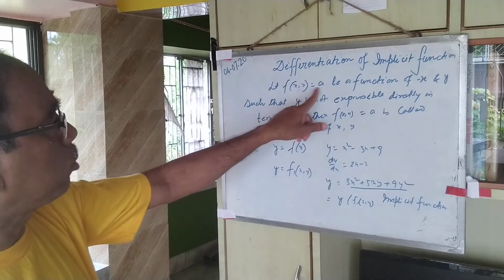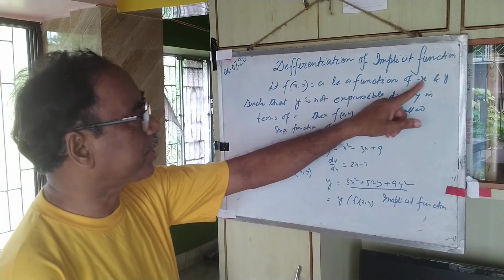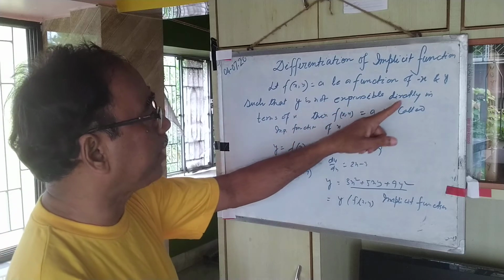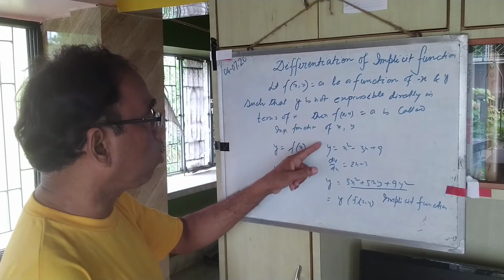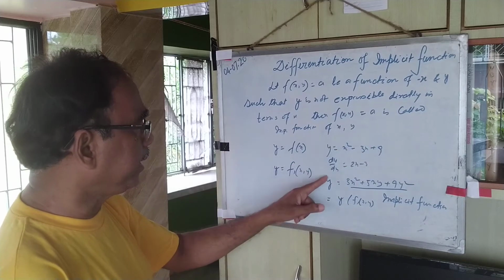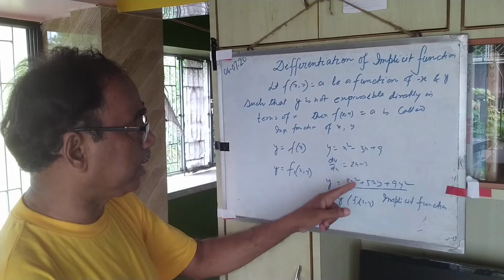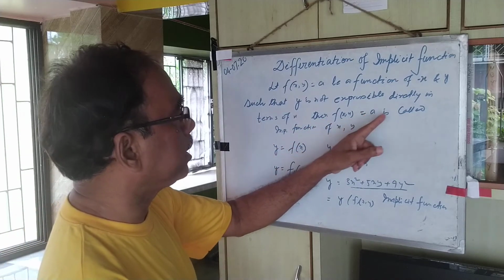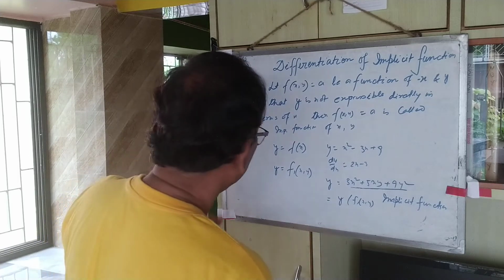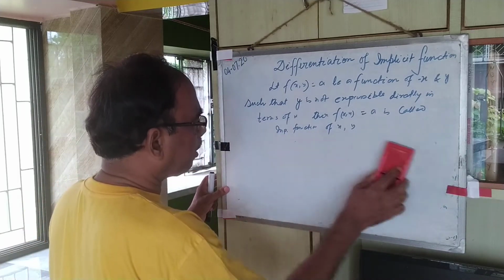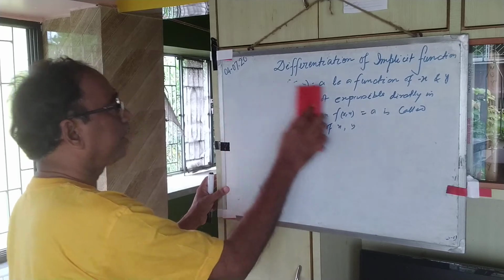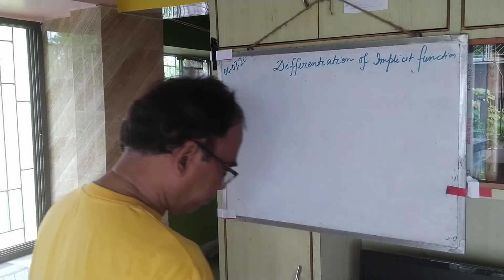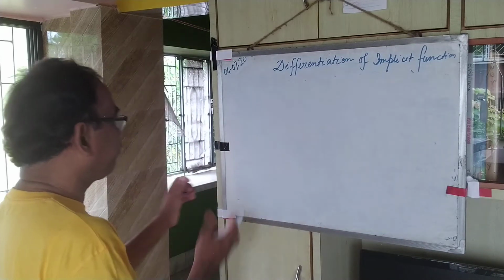Let f(x, y) equals a be a function of x and y, such that y is not expressible directly in terms of x. Here y is directly in terms of x, but in this case y is not directly in terms of x; it is in terms of x and y. Then f(x, y) equals a is called the implicit function. What is a normal function and what is an implicit function? I think you understood. Now we are going to start a few sums related with implicit functions.